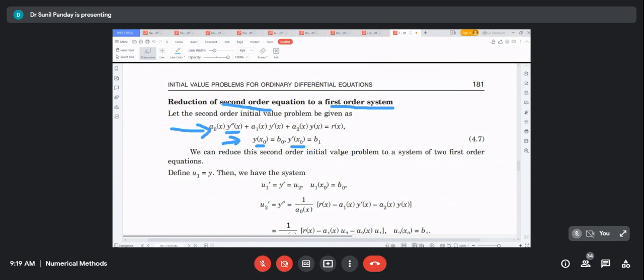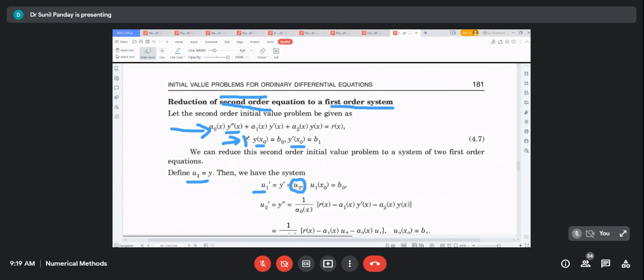So to reduce this given second order differential equation into a first order system, what we will do is assume that one variable is introduced, a new variable u1, and we say it takes the value y. Then we write u1 dash equals y dash, and y dash we assign another variable, sorry, u2. So u2 is the second variable. u1 is the first variable, which we assume to be y, and the second variable u2 is equal to y dash, or you can say u1 dash.